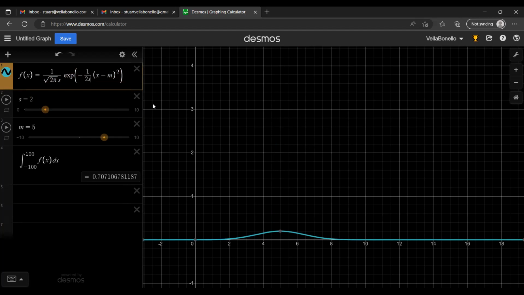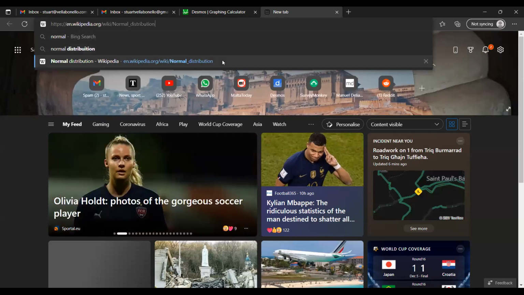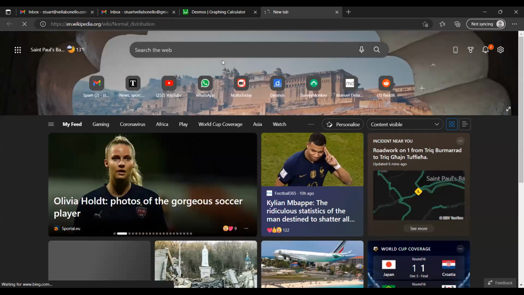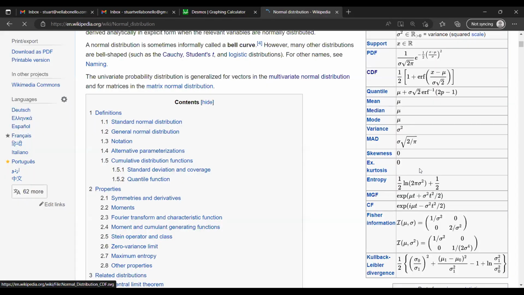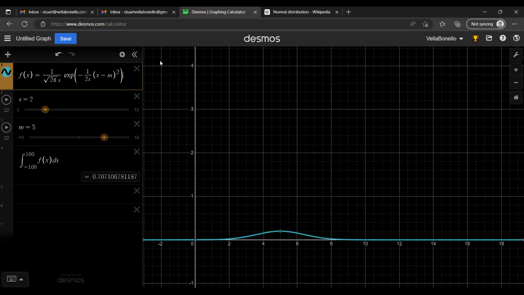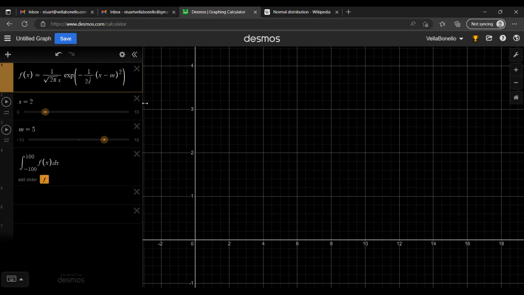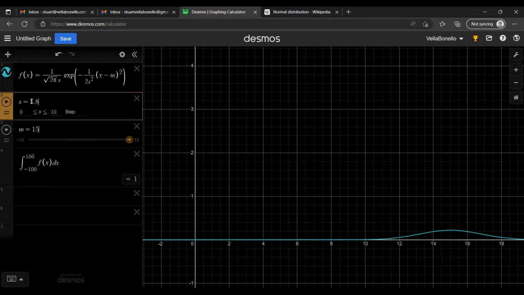Maybe there isn't an S. Can we just look it up? This is the normal distribution. That S might be wrong. The S actually has to be within the brackets. So I think we were getting lucky when we had S. When we had S equal to 1 it wasn't really interfering with anything, but we need to square that. And now this remains 1, regardless of the parameters.